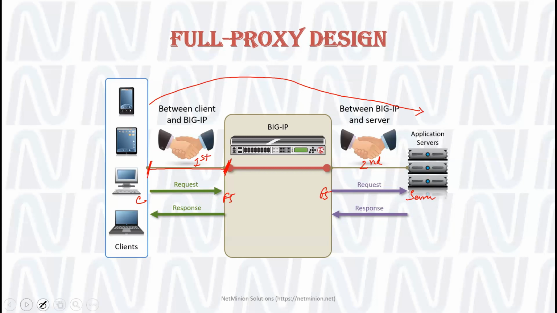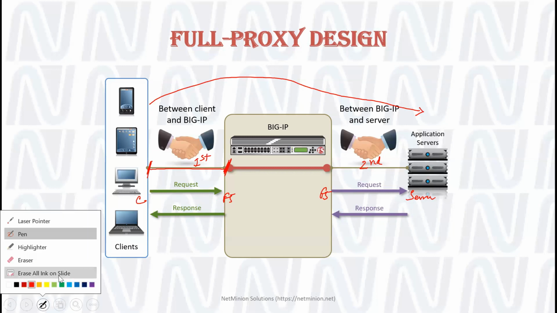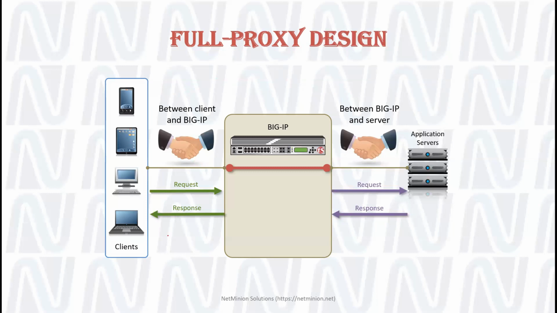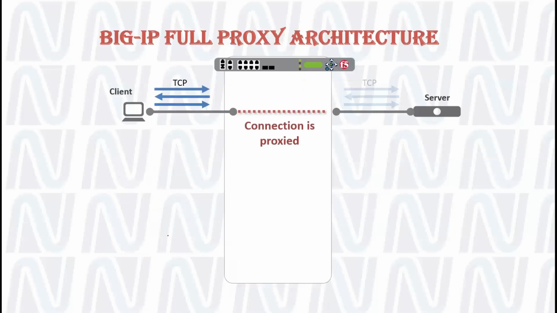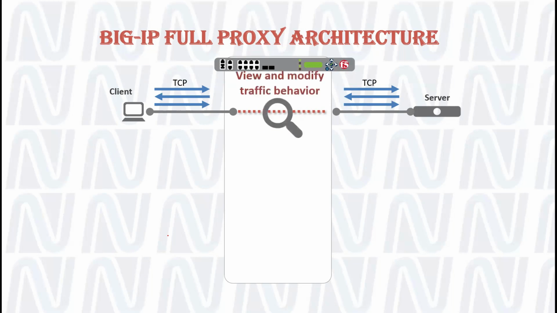Since it is proxied, that is obvious. Otherwise, how would BIG-IP be able to check everything and intercept everything? It won't. So this is the diagram which will explain more. You can see the TCP connection is proxied, and it can view the traffic, modify the traffic, and do a lot of things. Like what? Like I am showing you over here.